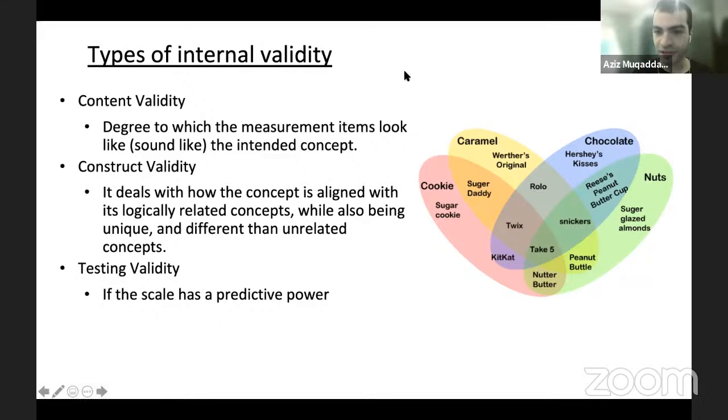And aside from you asking why I have a chocolate caramel cookie, what does that have to do with validity? I'm going to explain later.